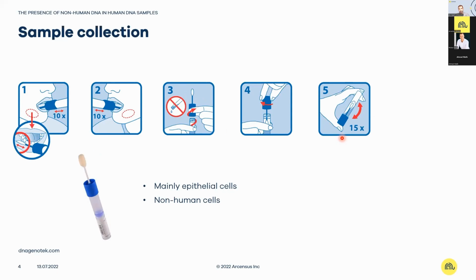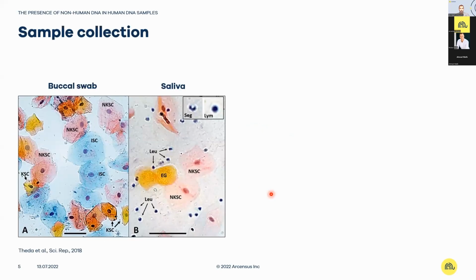So when doing so, mainly what is obtained are the epithelial cells, which are at the inside of the cheek of the mouth. However, what can happen is that there might also be non-human cells that can be obtained, and this is what I'm going to be talking about. So just to give you an idea of how this looks, if we take the sample that has been taken as shown in the previous slide and look at what is present under the microscope, this is an example from a buccal swab in the left picture.